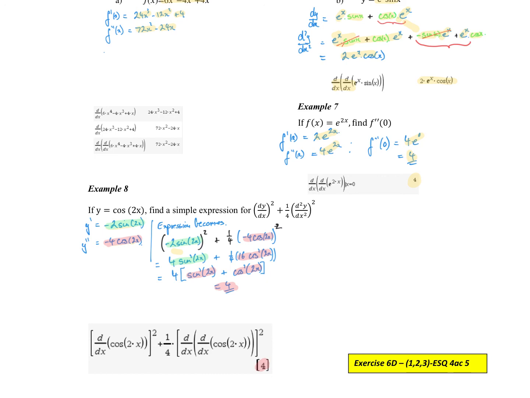All right. So just initially, let's just look at the practicalities and the processes involved in determining our second derivatives.